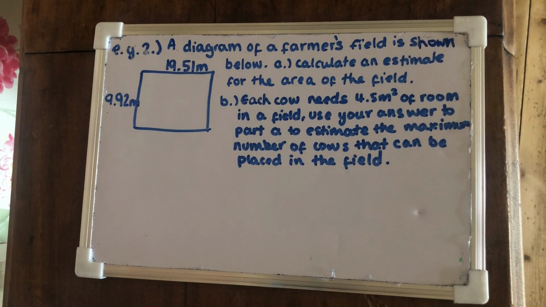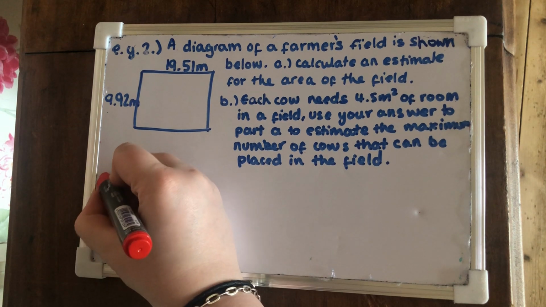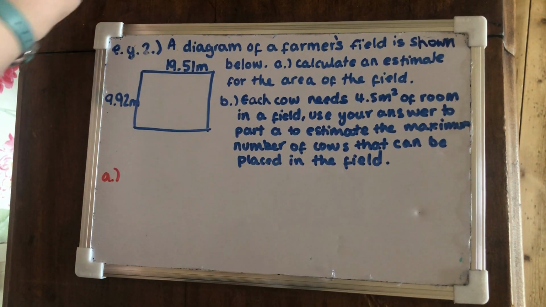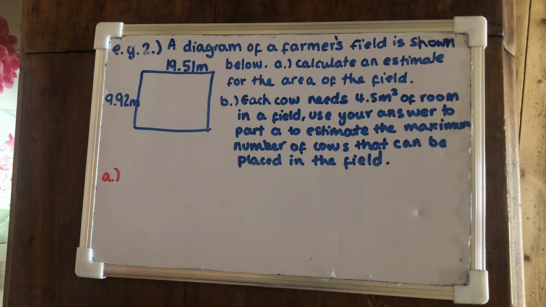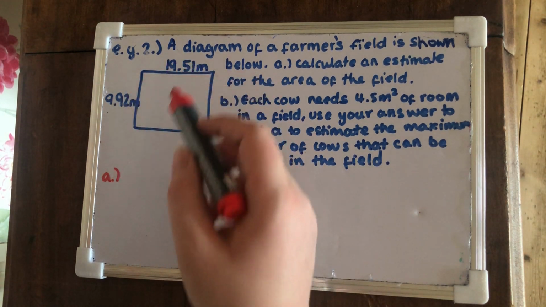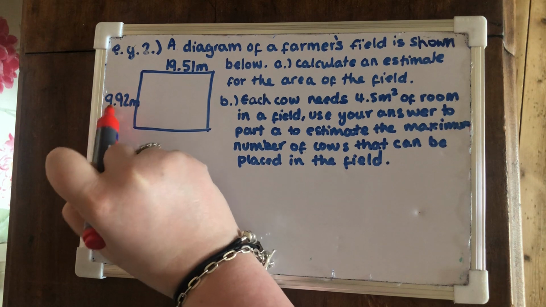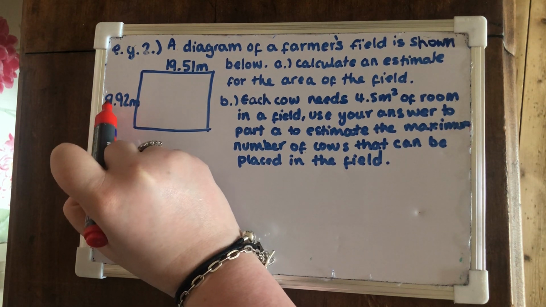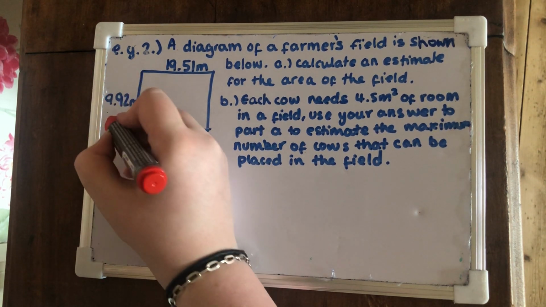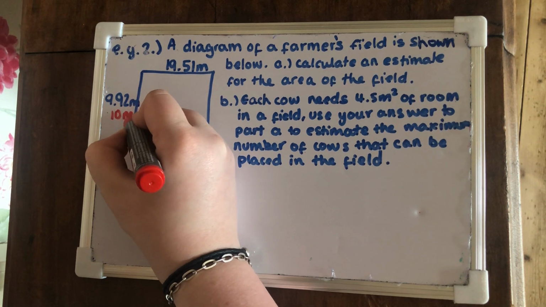Okay, shown below. First part is we need to calculate the estimate area of the field. Okay, so we're going to do it very similar to before. So the first thing we're going to do is just round these numbers here first. So for the 9.92, the first 9 is the first sig fig. That 9 would make it bigger, so that's going to round to 10 metres.